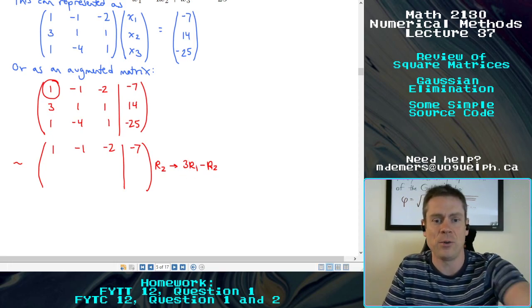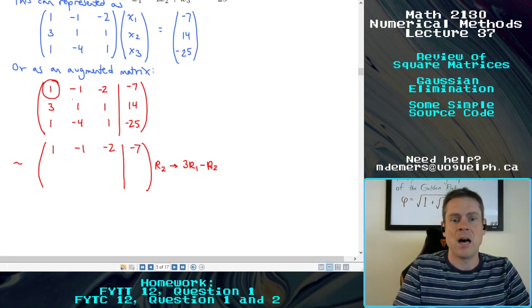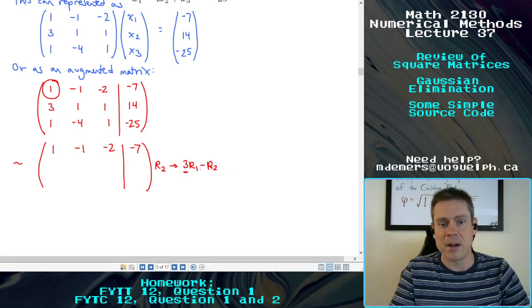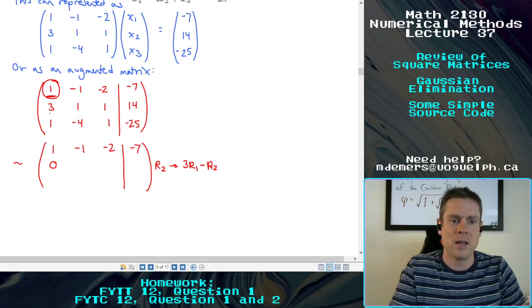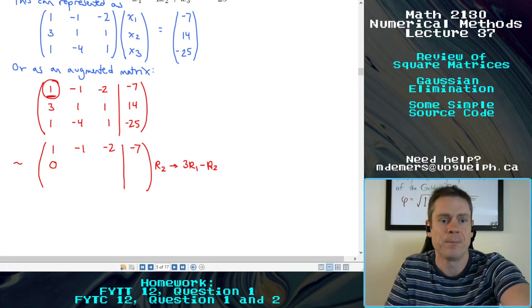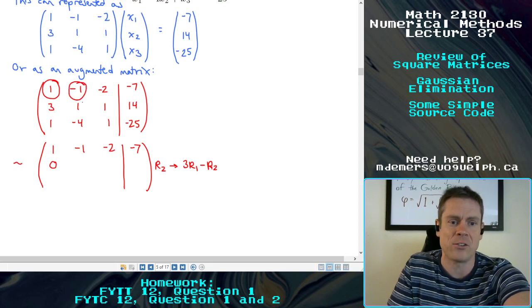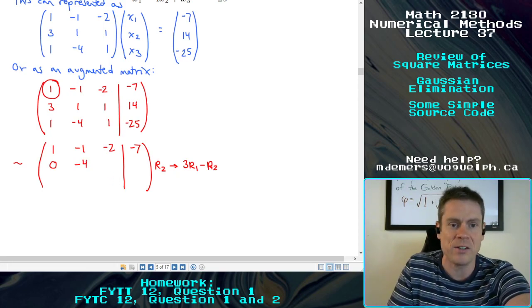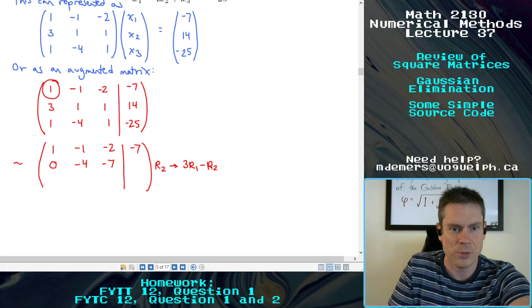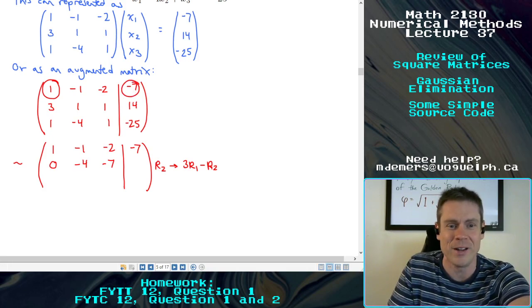So I'm going to be using that, and let's see. The combination 3 row 1 minus row 2 is guaranteed to stick a 0 right here, because 3 times 1 minus 3 is 0. At the same time, 3 times minus 1 is minus 3, minus another 1 is minus 4. So I'll put that right there. And 3 times minus 2 is minus 6, minus another 1 is going to be minus 7. 3 times negative 7 is negative 21, minus another 14, looks like minus 35.